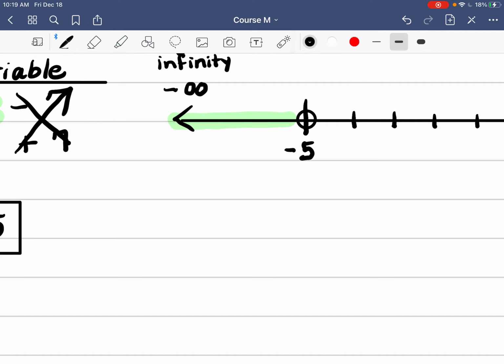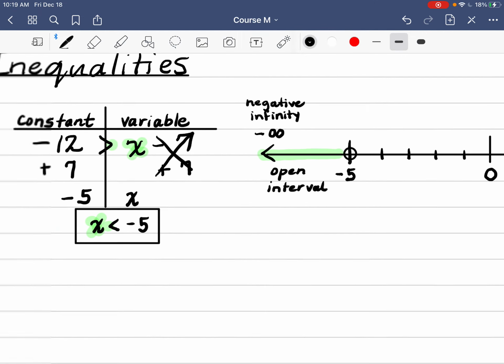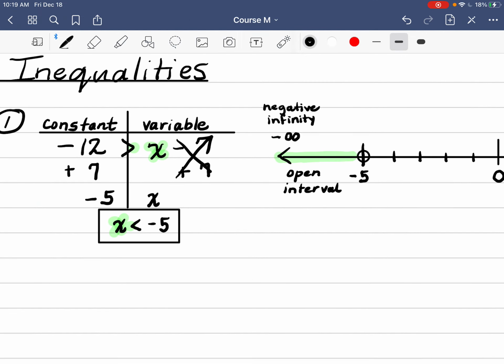So we call this an open interval. And I'll show you a closed interval soon. Just bear with me here. This is an open interval where x is less than negative 5.